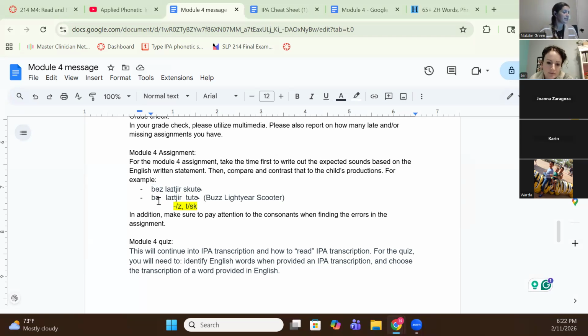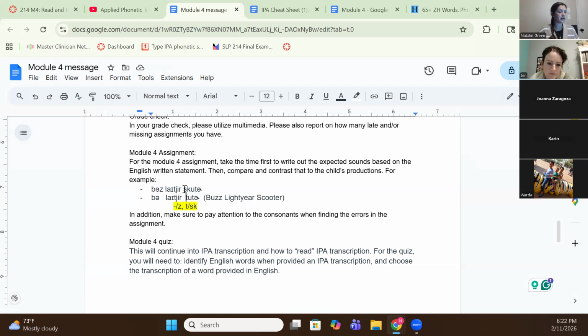So right here, I can see that this student said B, light year, tutor. Okay. Now, if I'm looking at my original production for the first one, that's buzz. I can see that they didn't put anything there. They took away the Z sound. So to denote that, I have a negative slash Z. So this is what the production was versus what the anticipated production would be. Now, light year is the same.